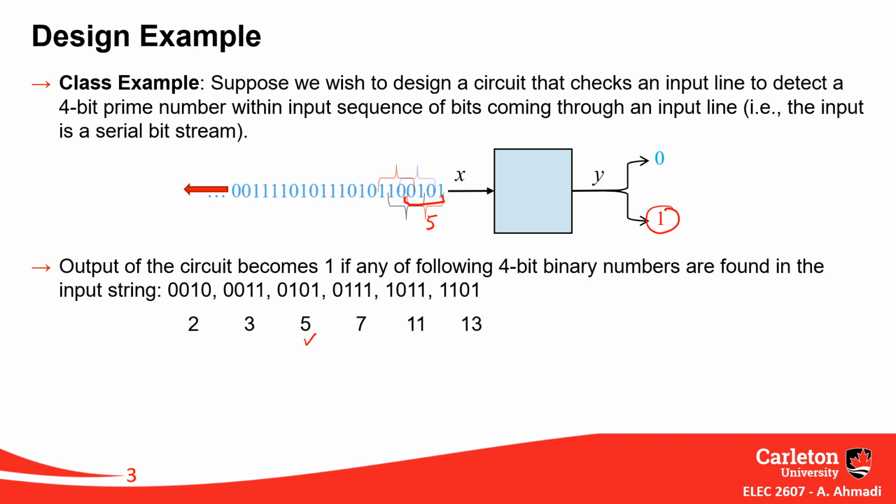If it finds a prime number, output will stay 1 for 1 clock cycle till the next prime number is found. Here in this example, we are looking into overlapping digits, meaning first 4 digits, then the next one will be shifted to the left, and then another one, and then another one after each other. Numbers in binary: 4-digit prime numbers can be 2, 3, 5, 7, 11, 13, as these patterns here, binary numbers.